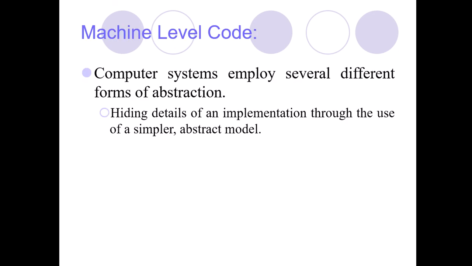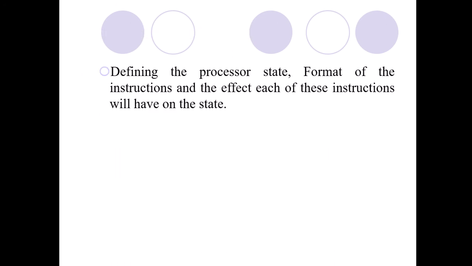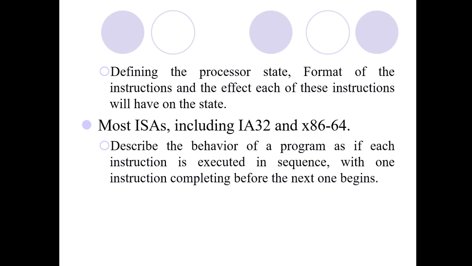Now machine level code. Computer systems employ several different forms of abstraction, like hiding details of implementation through the use of a simpler abstract model. Two important aspects of machine level programming are: first, the format and behavior of a machine language program is defined by the instruction set architecture (ISA). It defines the processor state, the format of the instructions, and the effect each instruction will have on the state. Most ISAs include IA32 or the x86-64 architecture.